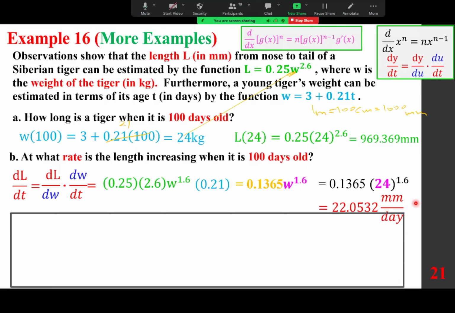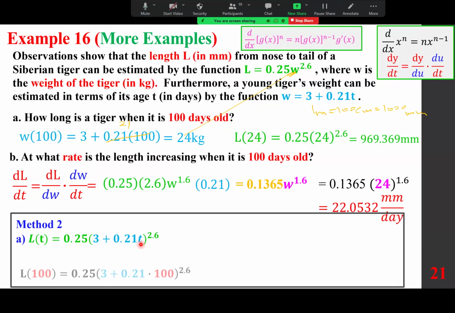The second method, and we have done this, I will replace the W with 3 plus 0.21t, their composite function. And now this is L of t. After 100 days, just replace the t with 100.